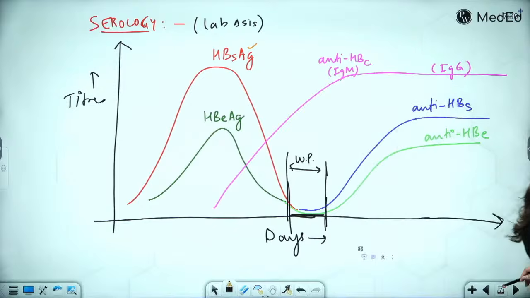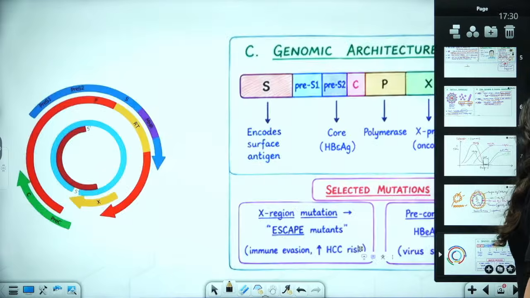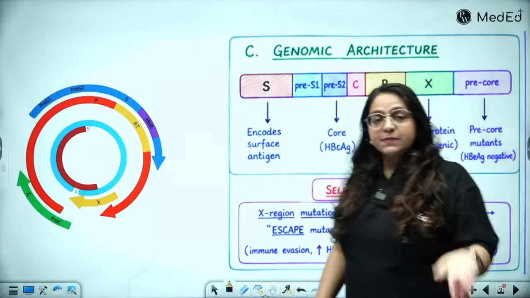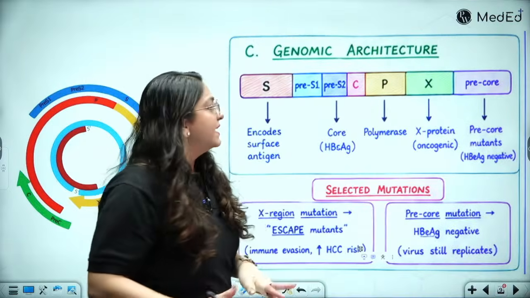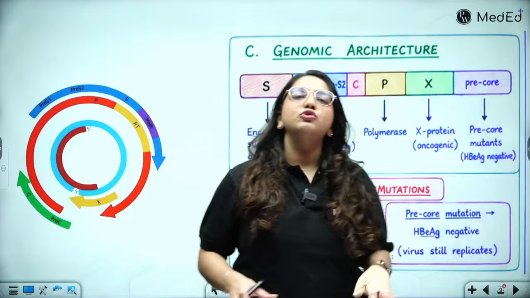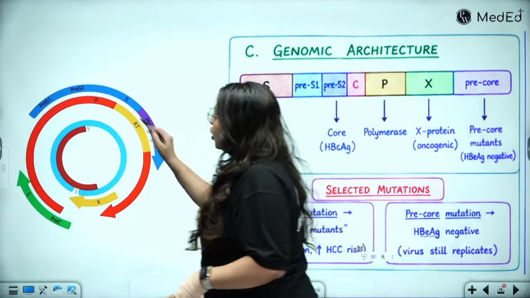Now let's quickly move on, and let's talk about the genome of the virus. This partially double-stranded DNA that we saw, what genes does it even have? So usually whenever you're supposed to draw a DNA, you're supposed to draw two strands.